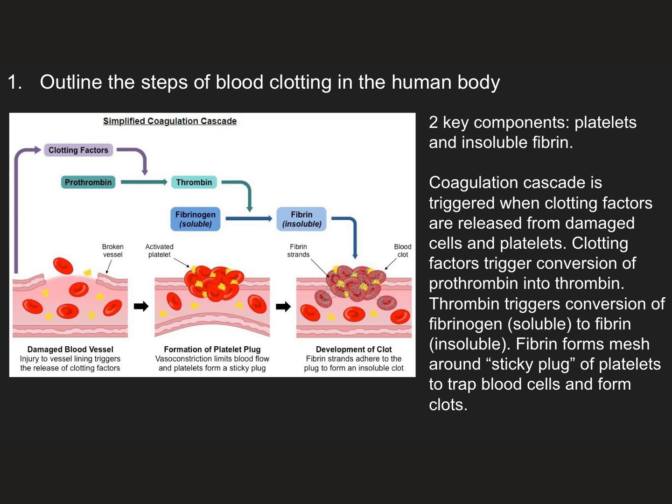So the coagulation cascade is triggered when clotting factors are released from damaged cells and platelets. I would say that this part, where it's released from damaged cells and platelets, is super important. Clotting factors trigger conversion of prothrombin to thrombin. Thrombin triggers conversion of fibrinogen, which is soluble, to fibrin, which is insoluble. And then the fibrin forms a mesh around the sticky plug of platelets to trap blood cells and form clots.